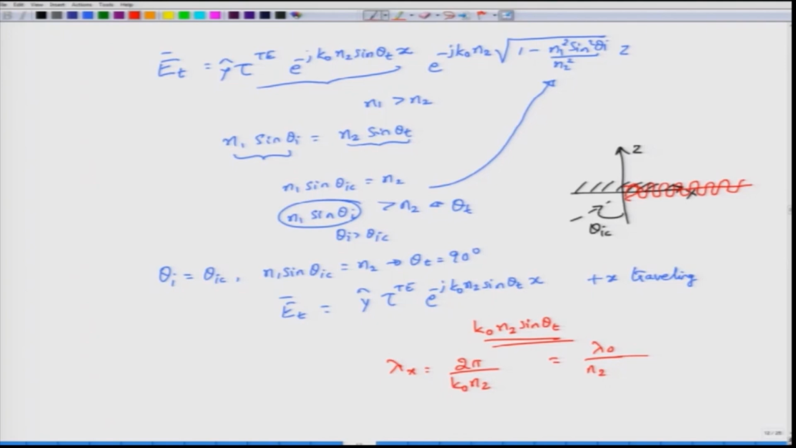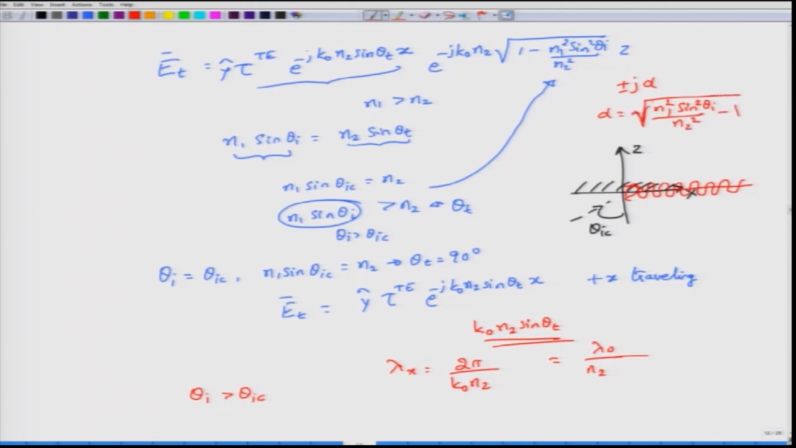What happens when theta i is greater than theta ic? Then n1 sin theta i by n2 becomes greater than 1, and therefore this term becomes greater than 1, and the radical inside the square root becomes negative, and overall this will become complex. And if this is complex, then you can rewrite this as plus or minus j alpha, where alpha is given by square root of n1 square sin square theta i divided by n2 square minus 1.